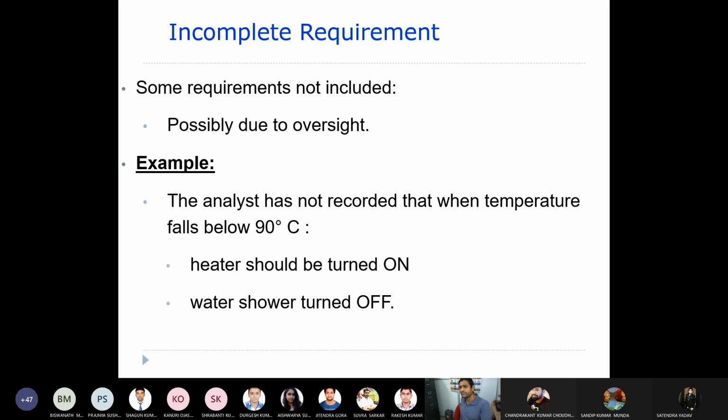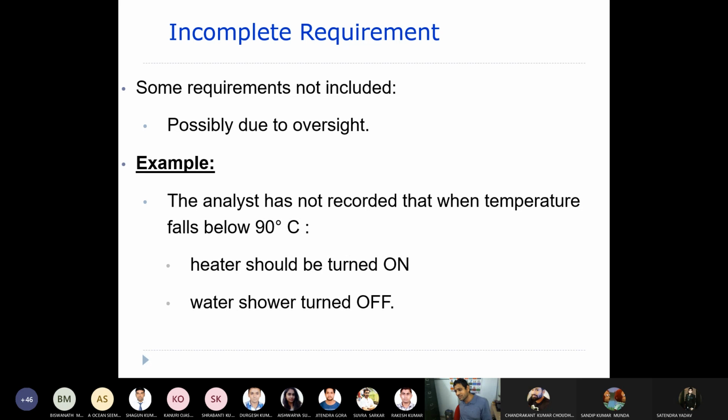The cooler should be turned off or the water shower should be turned off, and you need to turn on the heater. But this is not explained. Okay, if this is not explained, that means this requirement is missed out. So we should be talking about this also, right? When temperature is less than 90 degrees, what sort of action should be taken, and if it is greater than 100, then what action should be taken. Then only the requirement is complete.